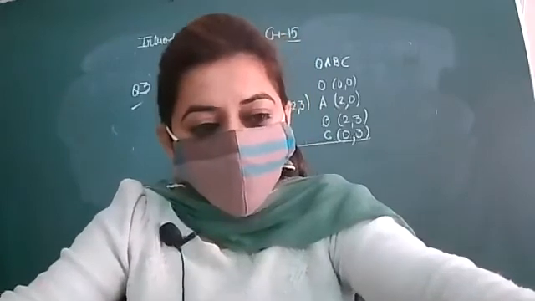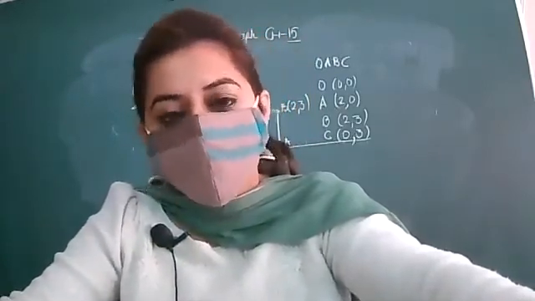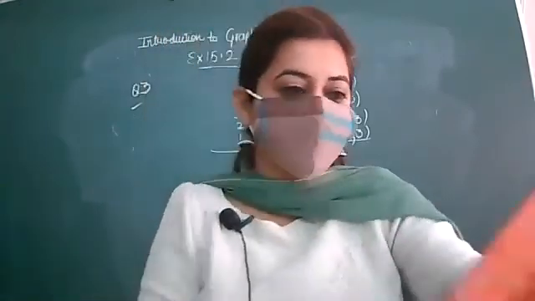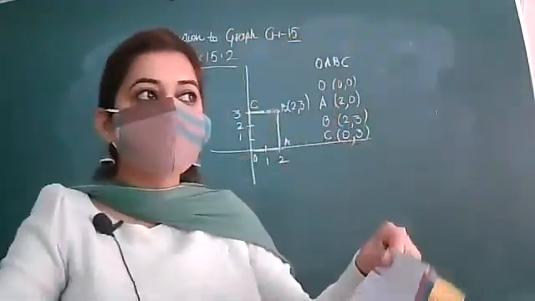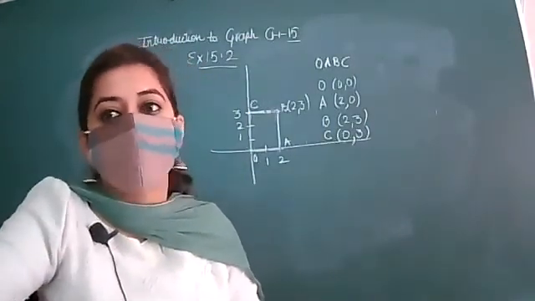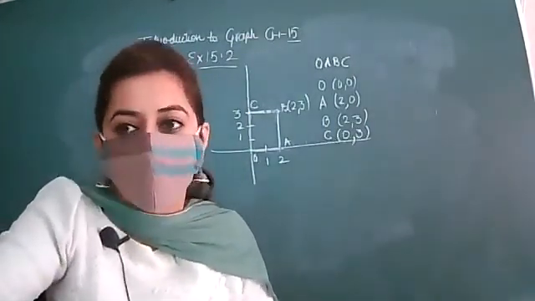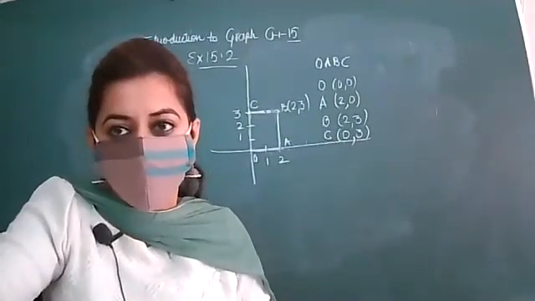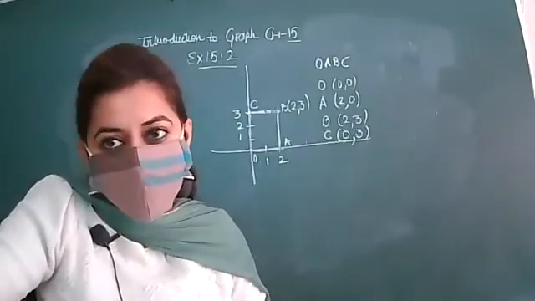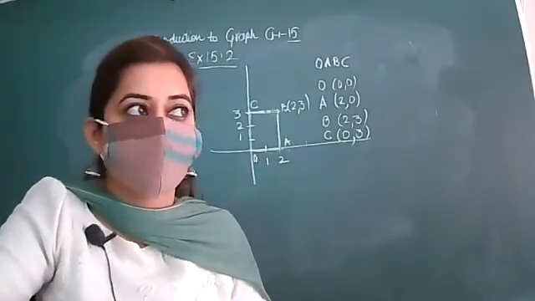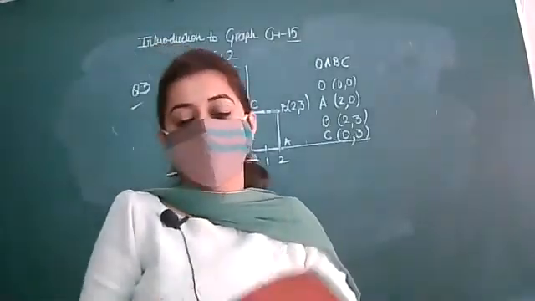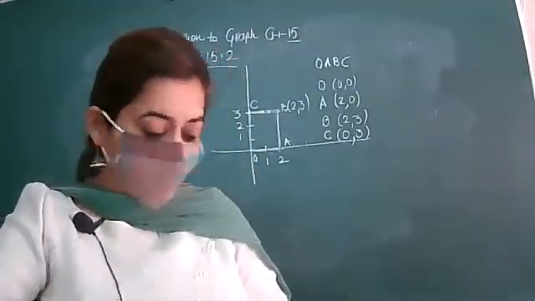A point whose x-coordinate is 0. If the x-coordinate is 0, then the point must lie on the y-axis and the y-coordinate is non-zero. Non-zero means except 0, y can take any value. It can be positive or it can be negative also. So the point will lie on the y-axis. As we have already discussed, if the x-coordinate is 0, then the point must lie on the y-axis. So the statement is correct, true.